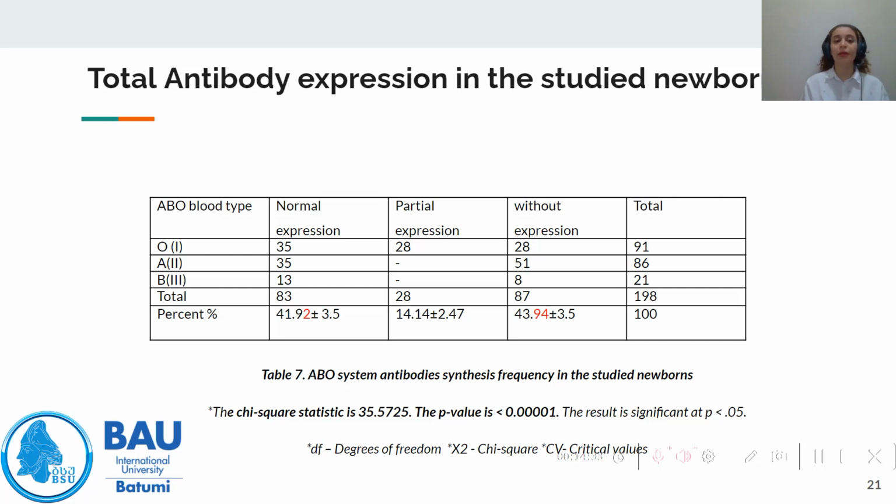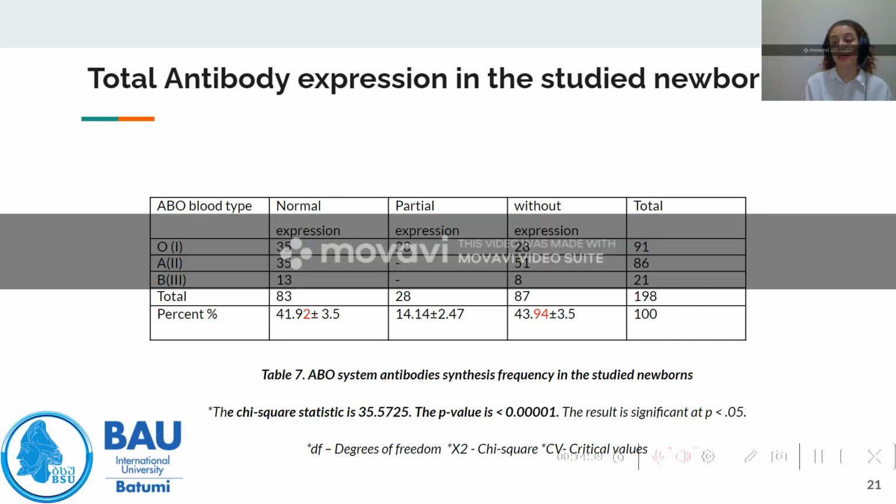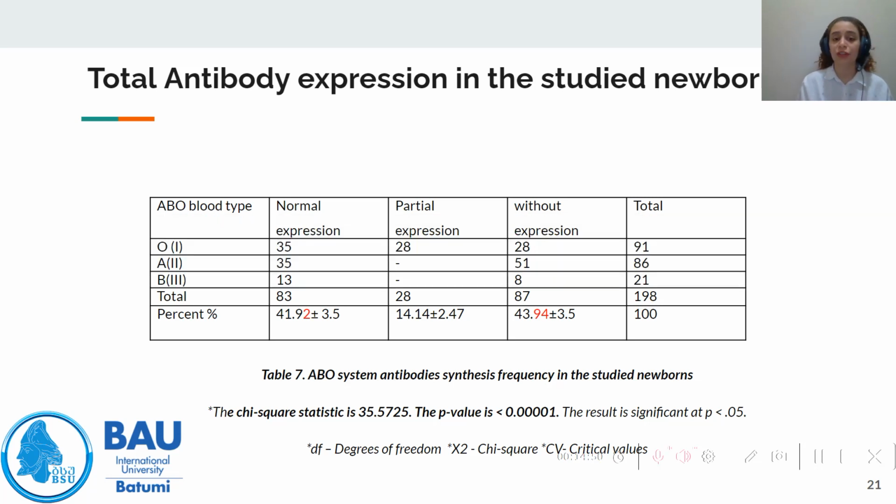So totally, when we sum it all up, of our samples we saw that 41% of them only had the normal expression that we expected from comparing it to the adult samples, what is expected in the normal situation. A partial expression was 14%, and no expression was found in 43% of the cases in our sample of the newborns.